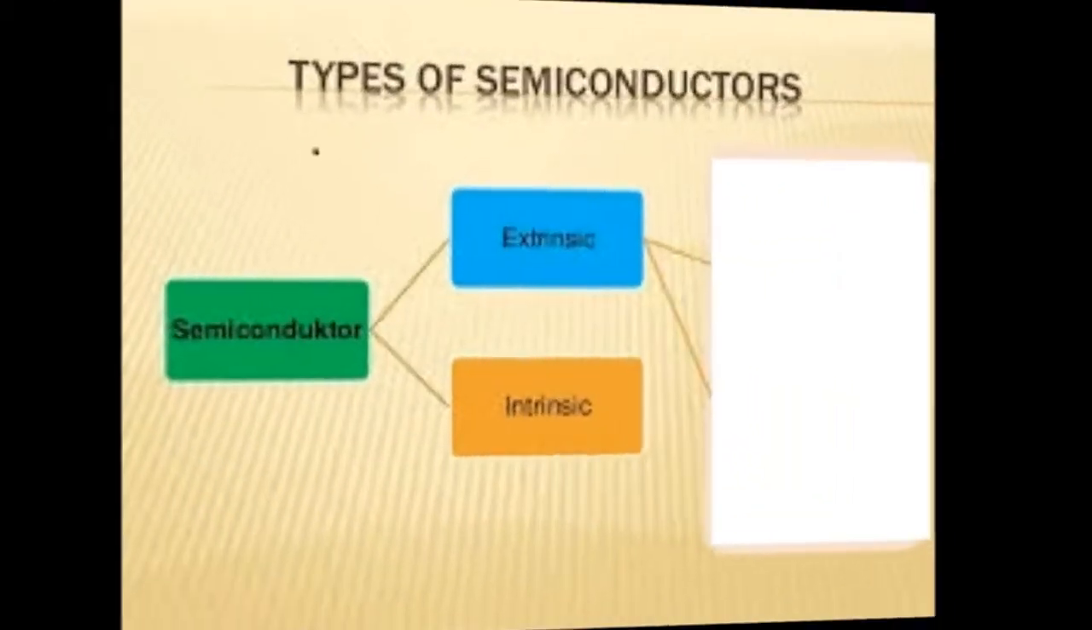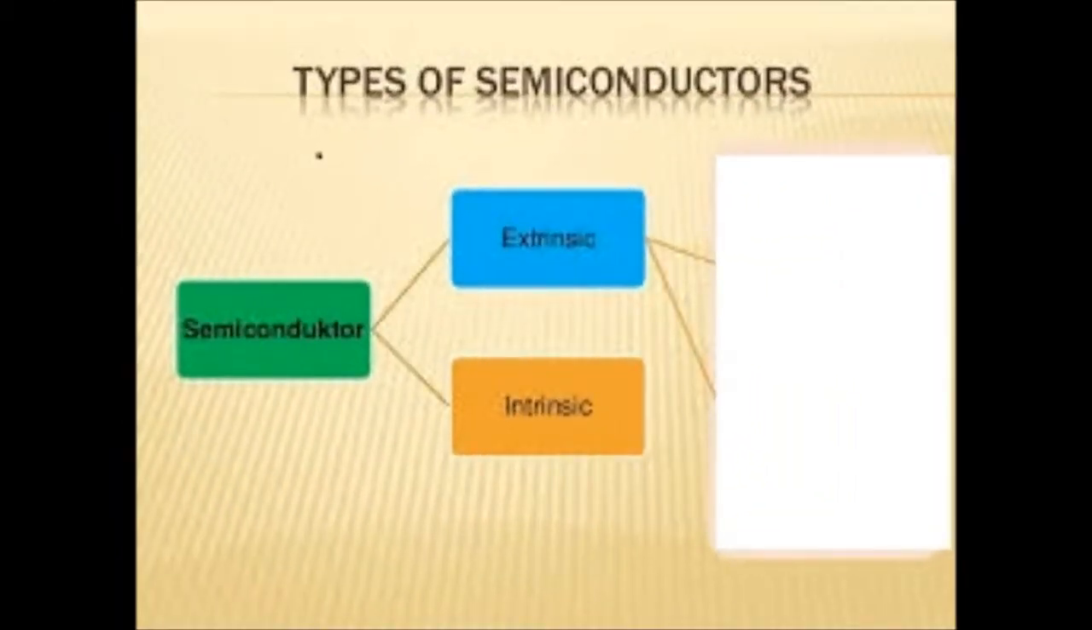Silicon can be divided into two groups. There is intrinsic and extrinsic. The examples for intrinsic are silicon and germanium. Extrinsic can be divided into n-type and p-type.